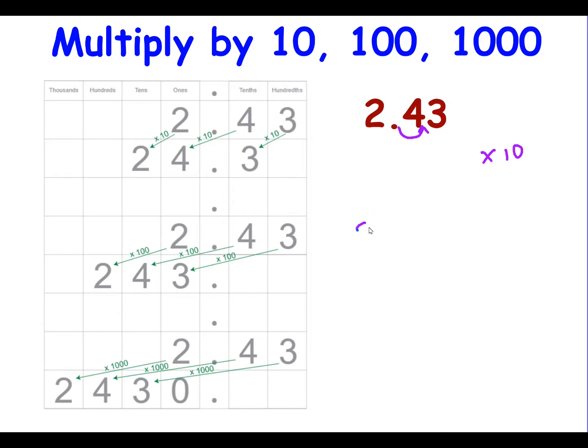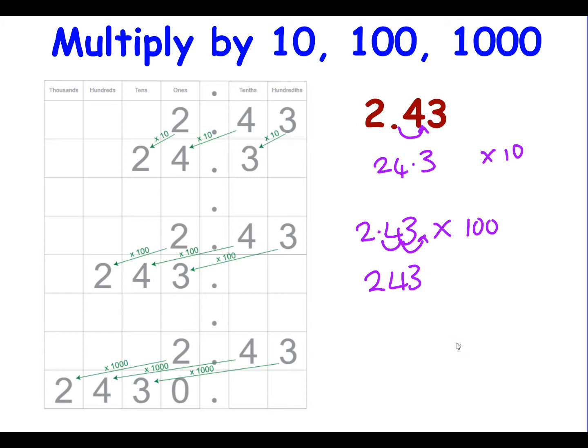So in effect, it's the same as moving the decimal point one place to the right. If we have 2.43 and we multiply it by 100, we're multiplying it by two place values. We're moving it two place values to the left. So that's the same as moving the decimal point two places to the right. So it becomes 243.